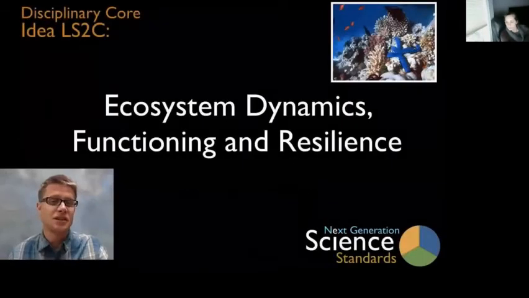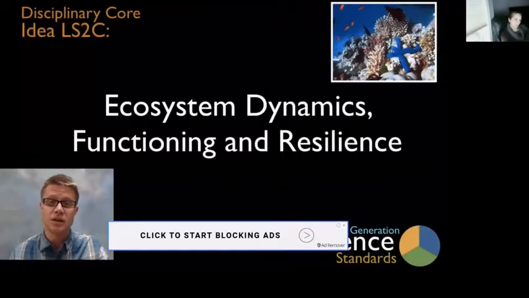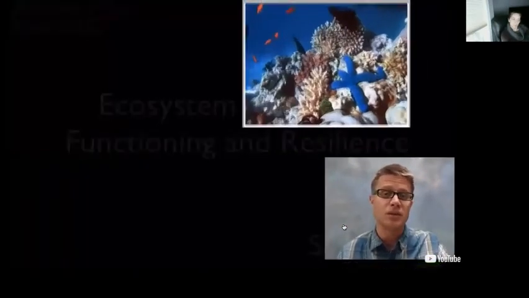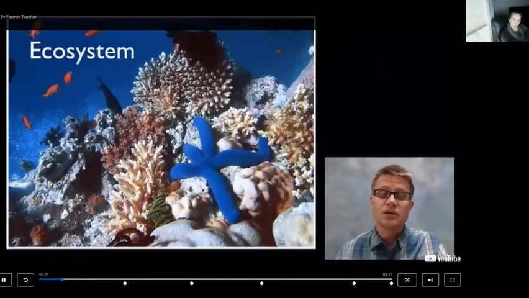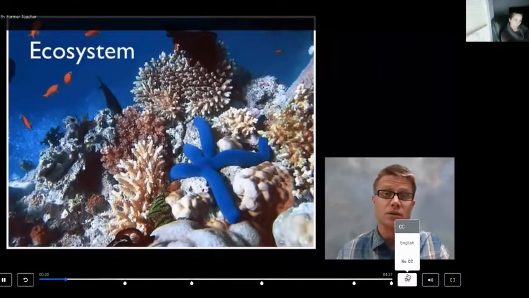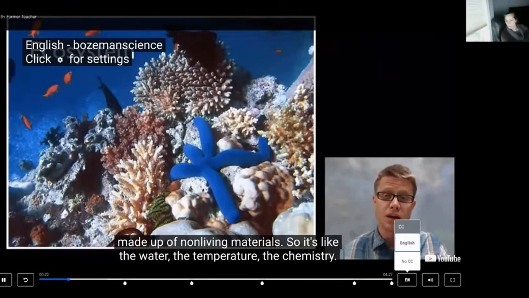Hi, it's Paul Anderson, and this is Disciplinary Core Idea LS2C. It's on ecosystem dynamics, functioning, and resilience. So if we look at something like a coral reef, it's an ecosystem. It's made up of a lot of different organisms, but it's also made up of the non-living materials. So it's like the water, the temperature, the chemistry.